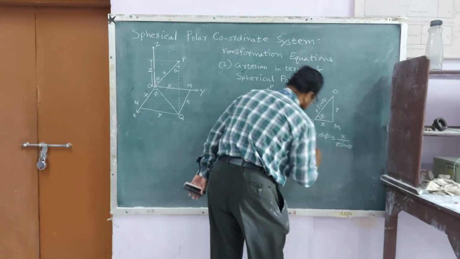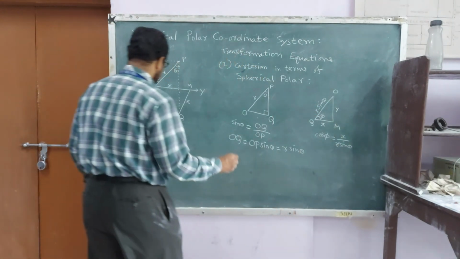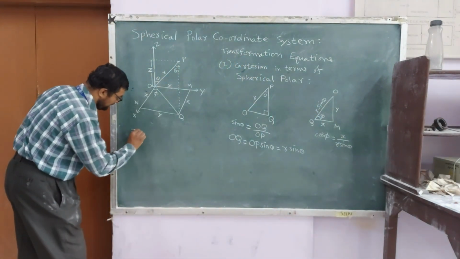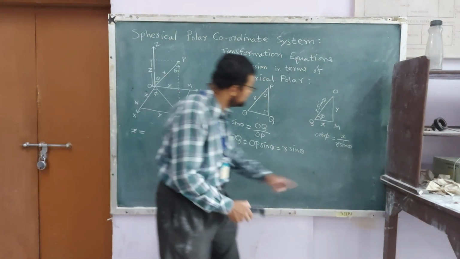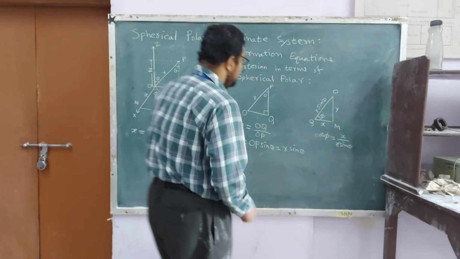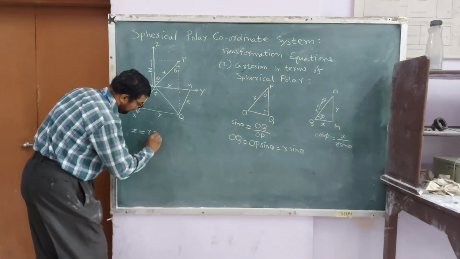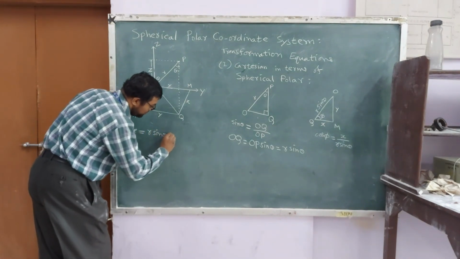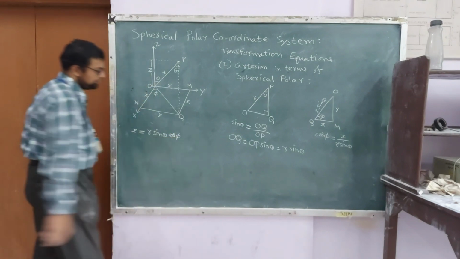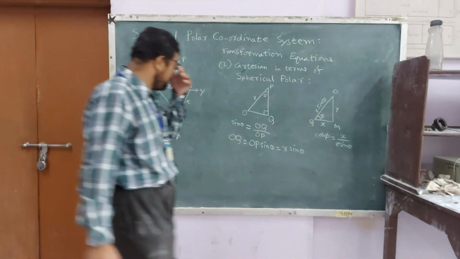And therefore we can say that our X is equal to, if I take this on the other side, it will be nothing but R sine theta into cos of phi. Then we have the second equation.